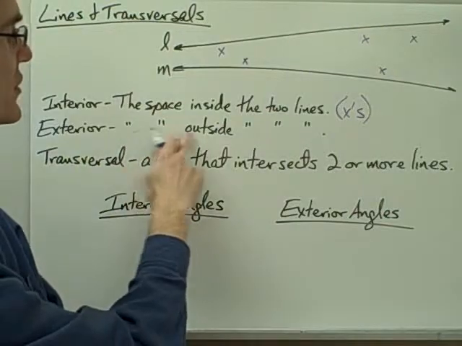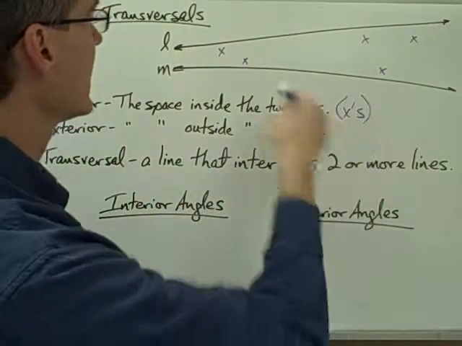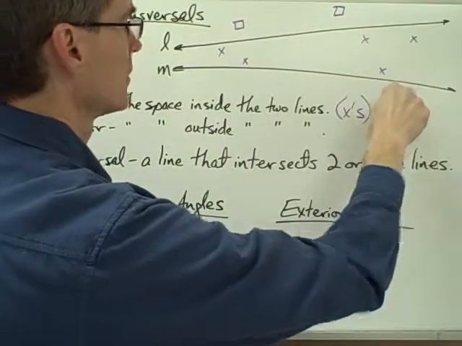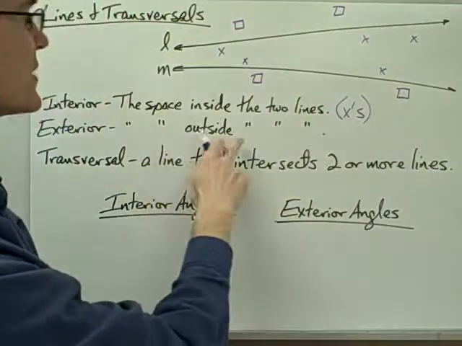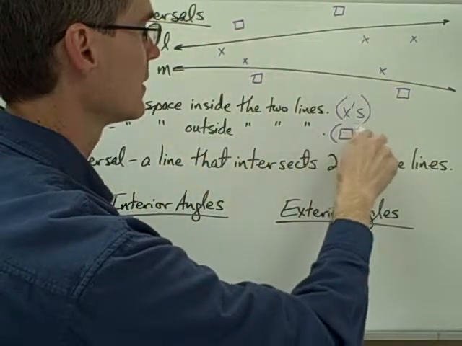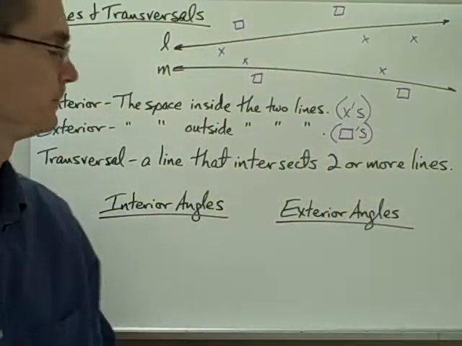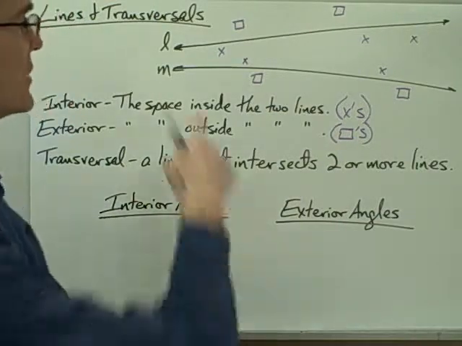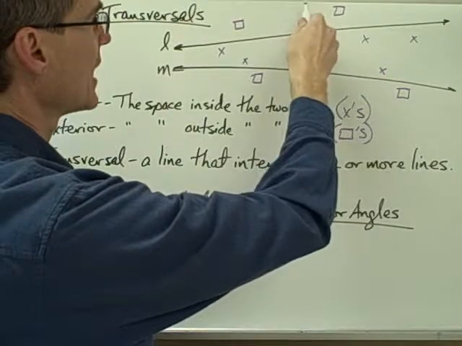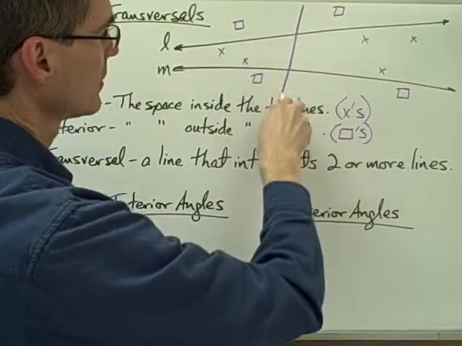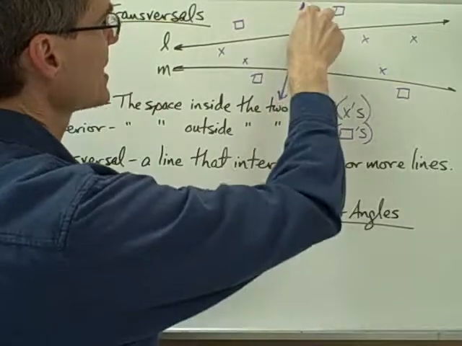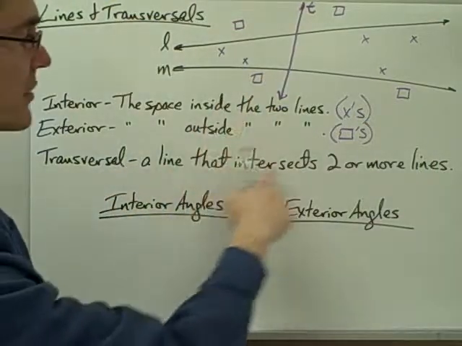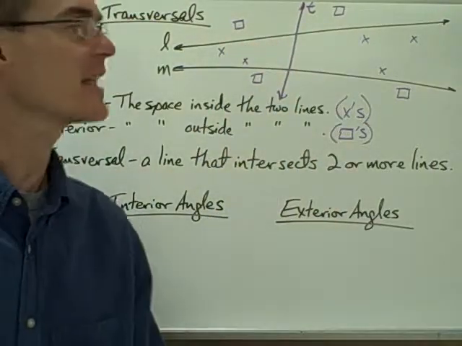The exterior, that's just the space outside the two lines. And if I draw some, let's say I draw some boxes. So all these boxes, they lie outside the two lines, so all the boxes would be exterior to the two lines. Now, a transversal is just a line that intersects two or more lines. So here I have two lines. Let me draw a third line that intersects these two lines. Let me call this line T. And since this line T intersects these two lines, line T is a transversal.